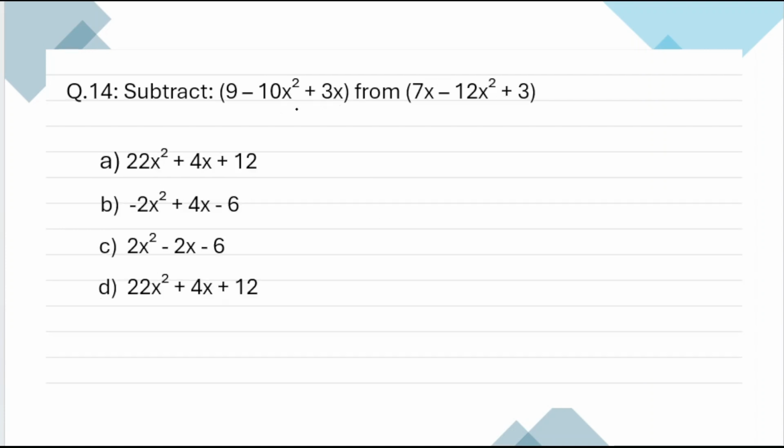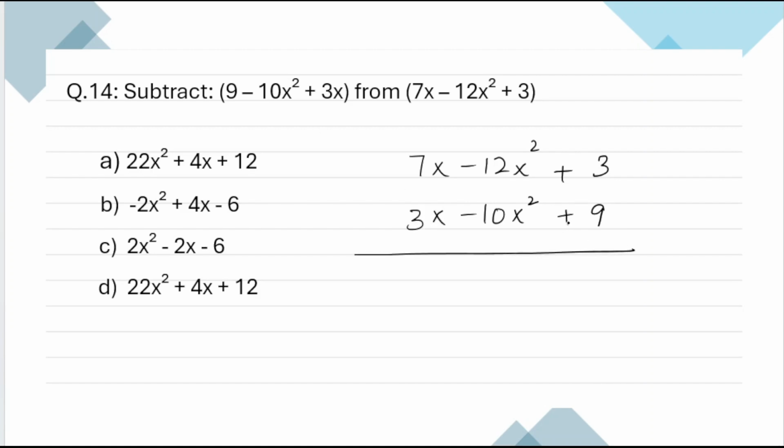Subtract 9 minus 10x square plus 3x from 7x minus 12x square plus 3. Remember, the polynomial which comes after 'from' is to be written first. So don't write this polynomial first. It's subtract this from this. So the polynomial which comes after 'from', write it first. 7x minus 12x square plus 3. Subtract this one. 9, right here 9 minus 10x square, right over here, and plus 3x, write it over here.